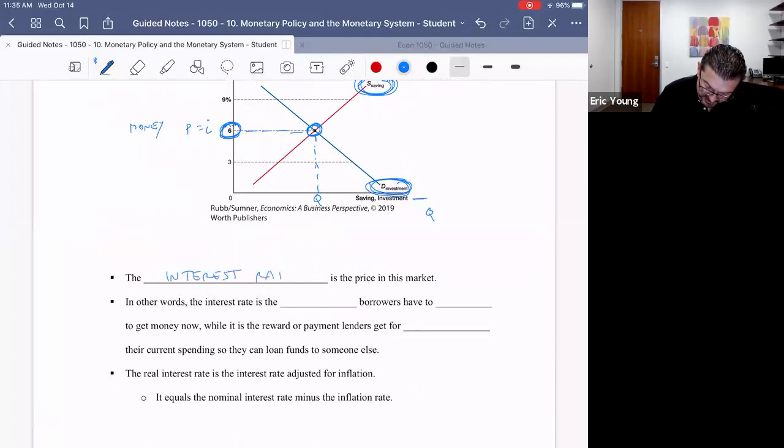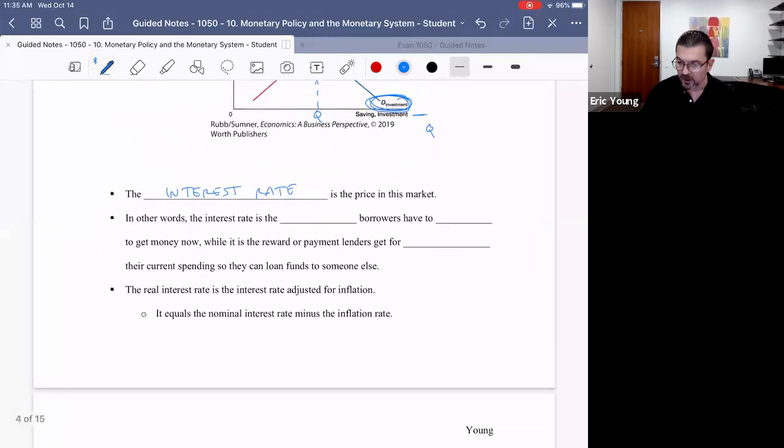In the loanable funds market, the interest rate is the price. You can think, therefore, of interest rates as, number one, the price that borrowers have to pay in order to get money now. And you can think of the interest rate as the reward or payments that lenders get for reducing their current spending so that they can loan those funds to someone else.